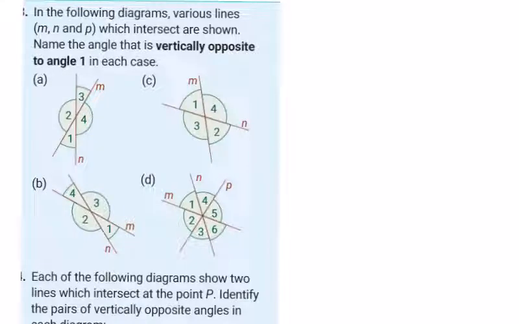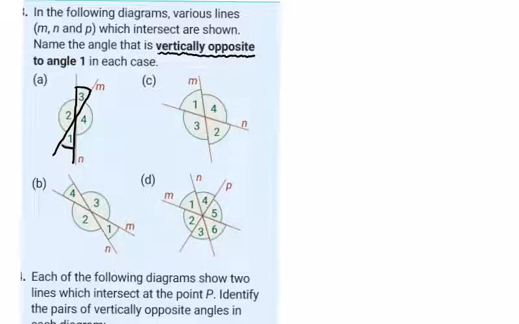So in this second video on vertically opposite angles, we look at a few questions. Name the angle that is vertically opposite to angle 1 in each case. You can see here clearly it's angle 3. You need to learn these basics before you move on. When you have the basics, everything else becomes easy. So you can see angle 3 is opposite angle 1.